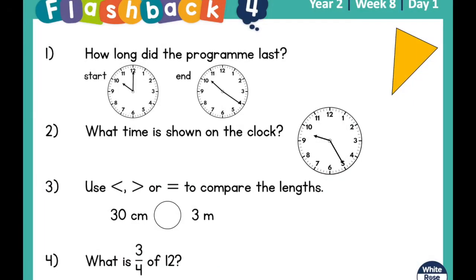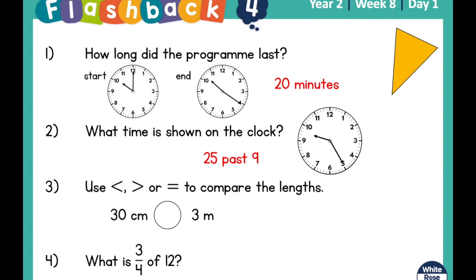Let's have a look at question 1 then. Question 1, how long did the program last? So you need to be looking at the minute hand here and working out the difference between the start and the end time, and it was 20 minutes. We can count round in fives, 5, 10, 15, 20, and it's now pointing at the 4, 20 past 10. Okay, question 2, what time is shown on the clock? It was 25 past 9.